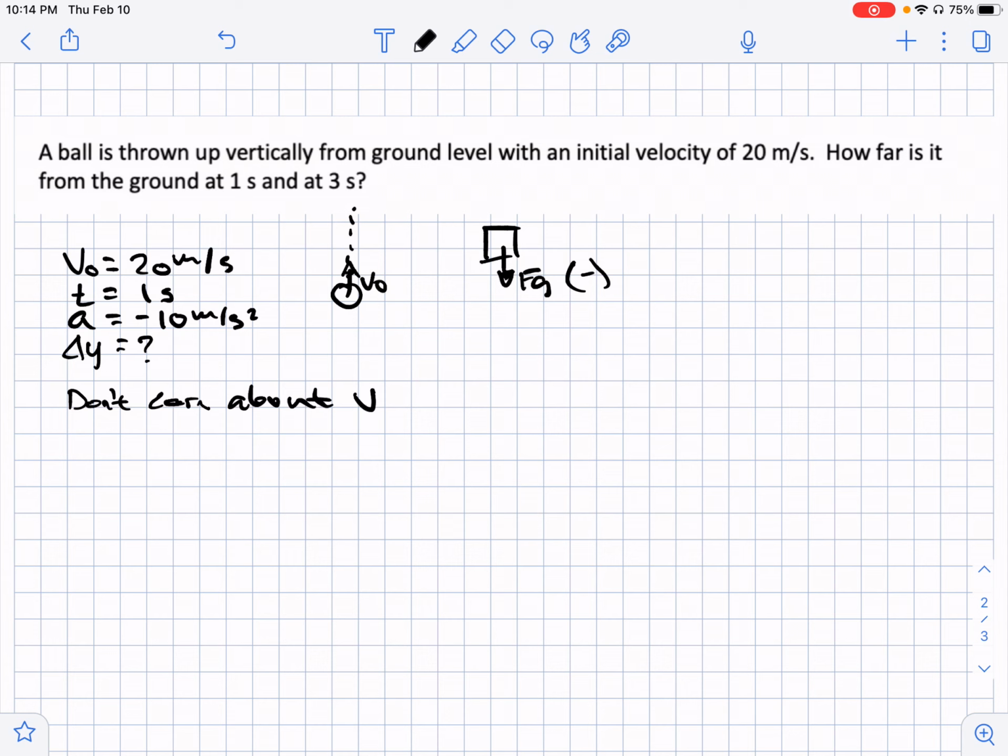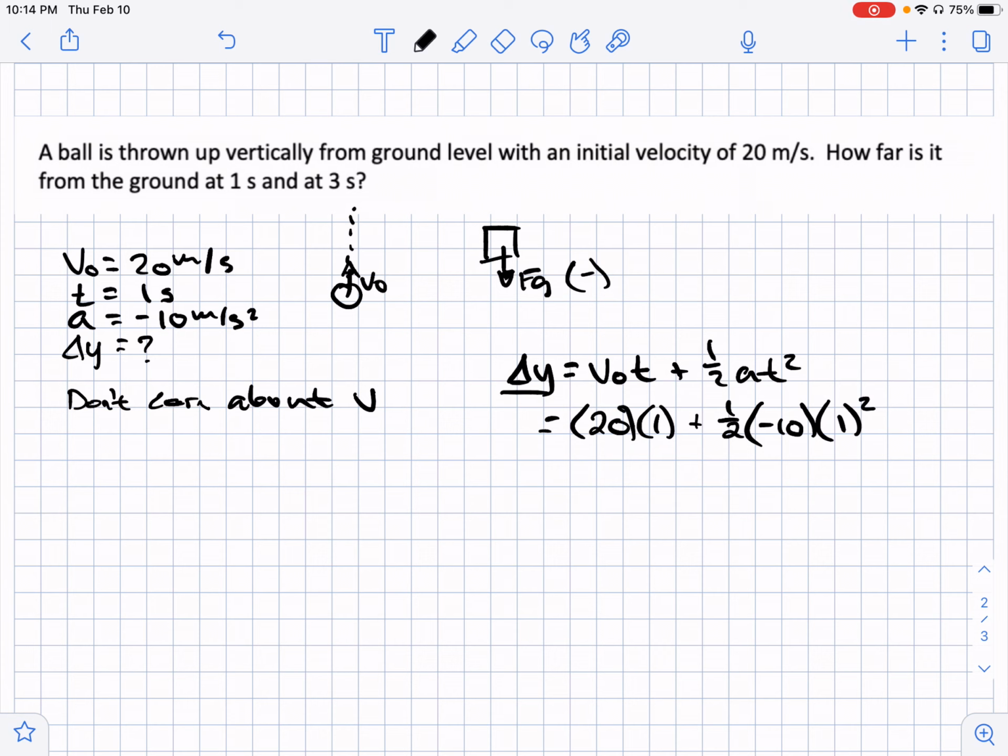So the kinematics equation that we need to use here is going to be one that doesn't have that. And so the one that we have is delta y is equal to v naught t plus 1/2 a t squared. And we're already set up for delta y, so we could just plug in our numbers and solve. So it's going to equal your initial velocity, which is 20 meters per second, times 1 second plus 1/2 times negative 10 meters per second squared, my time is 1 second, and that's squared.